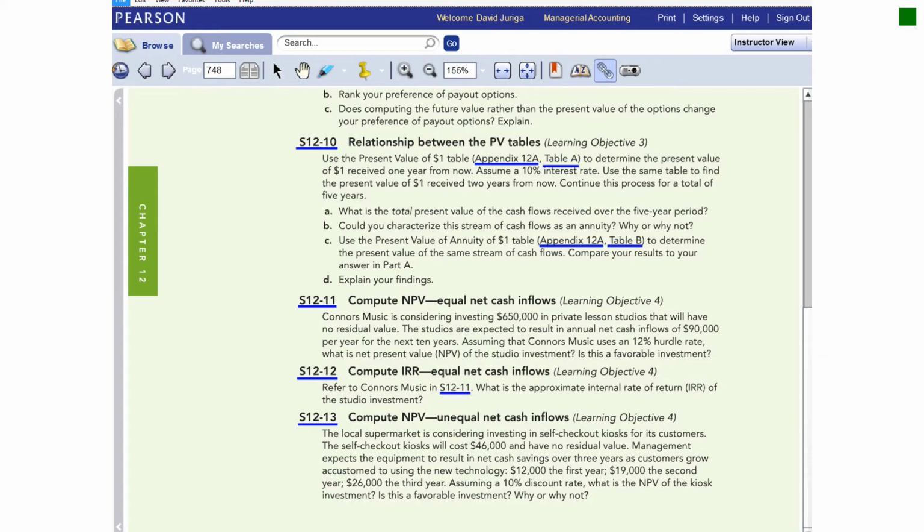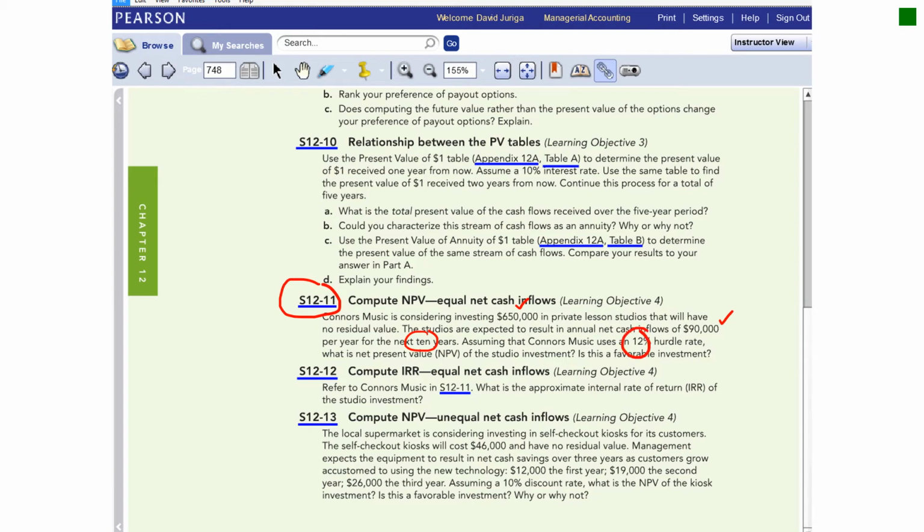Okay, so I want to show you an example of how to do a net present value problem. So this is going to be short exercise 12-11. So what we have here is Connor's Music is considering investing $650,000 in a private lesson studio. No residual value. It says the studios are expected to result in annual cash inflows of $90,000 per year for the next 10 years. Assume that they use a 12% hurdle rate.